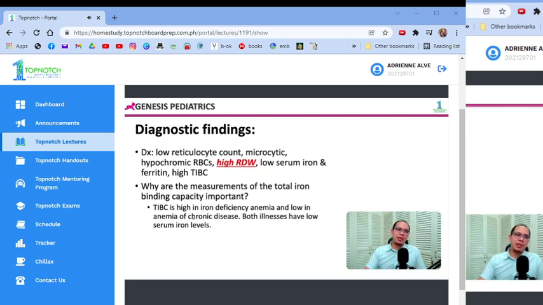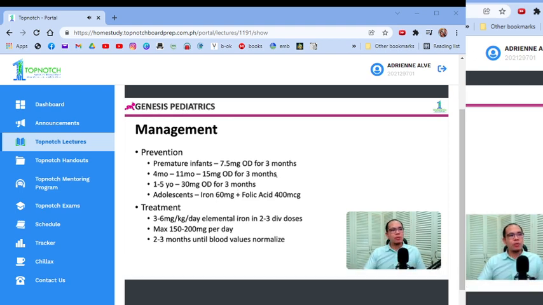It says here your total iron binding capacity is high in IDA and low in chronic disease, because both of these diseases will have low iron levels. Okay, and how do you manage it? So we've already discussed prevention. I've shown you a comprehensive slide during the earlier part of this lecture.